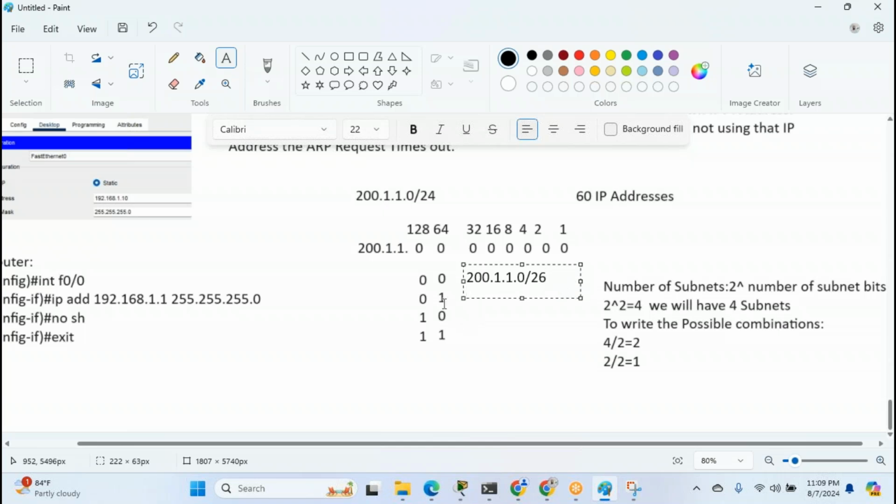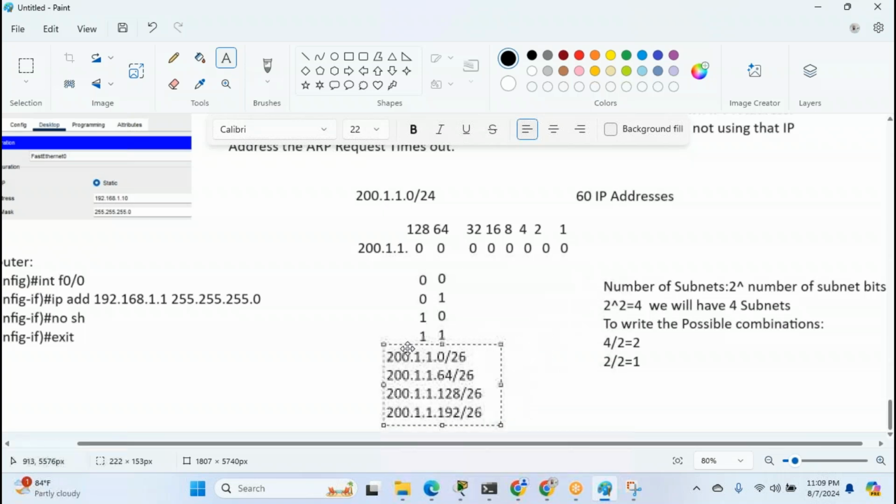In the second subnet, this bit value is 64. So we can write down 200.1.1.64 / 26. Then this bit's value is 128, so 200.1.1.128 / 26. And 200.1.1.192 / 26. So we have written down the 4 subnets.